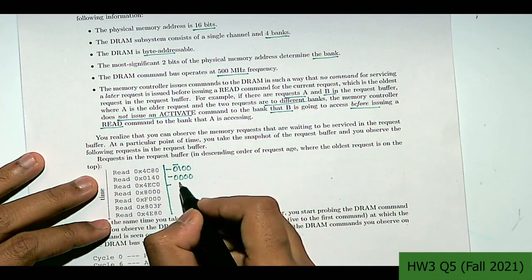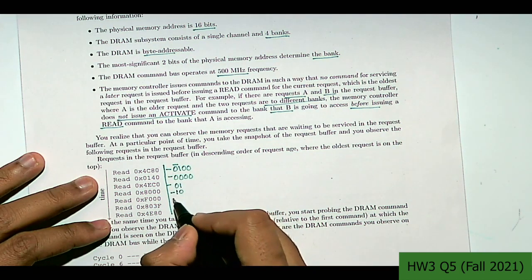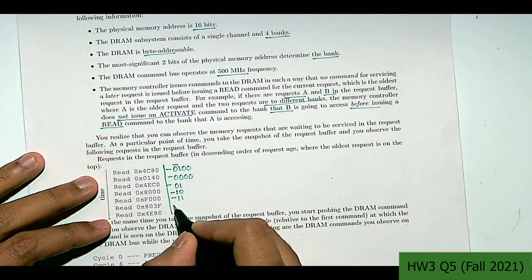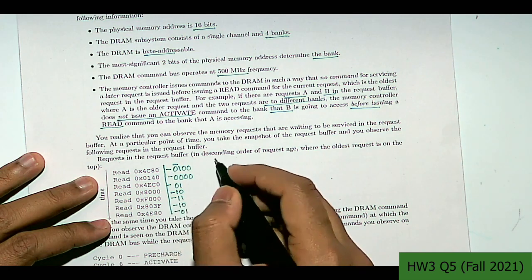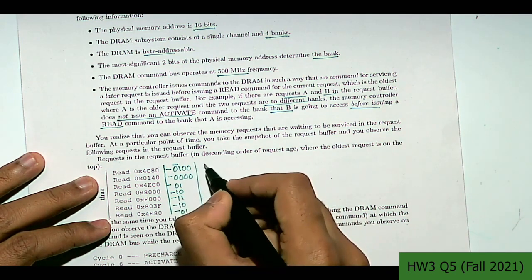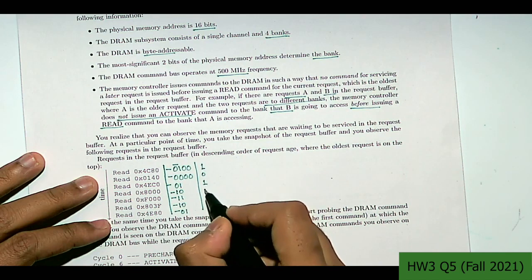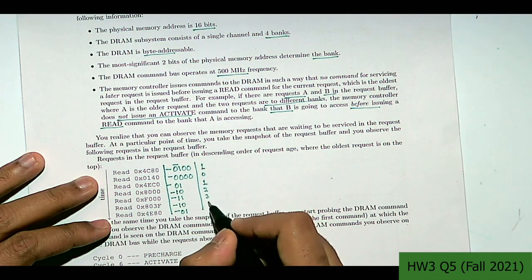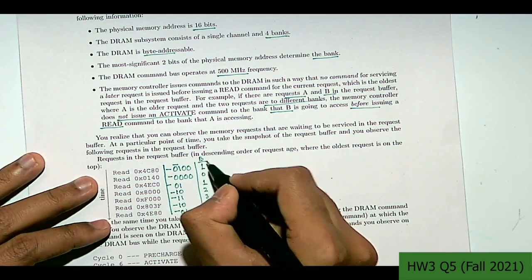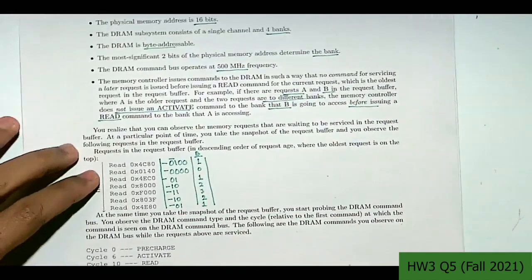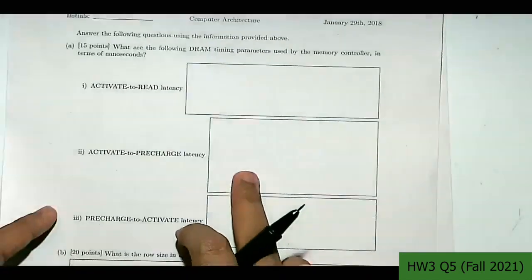So this goes to bank 0. This one goes to bank 1 again. This one is bank 2. This one is bank 3. This one is bank 2 again. And this one is 1, right? So let's write it in normal form. This is 1, this is 0, this is 1 again, this is 2, this is 3, this is 2, and this is 1. So we know which bank each request is going to. Make sense? Okay.